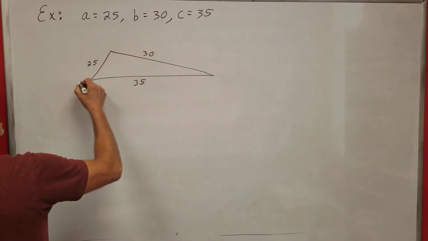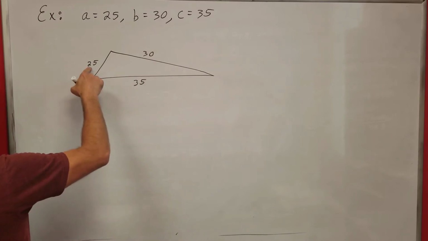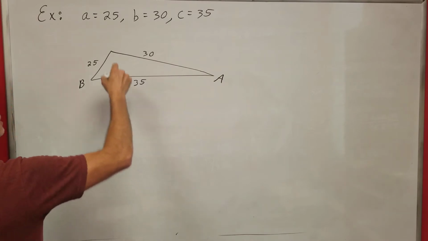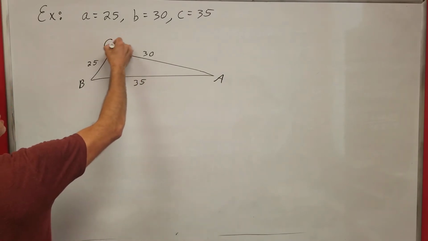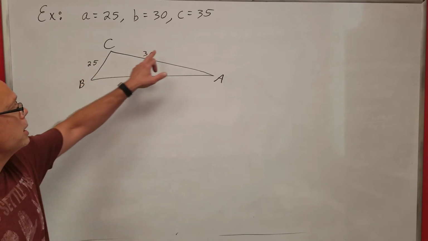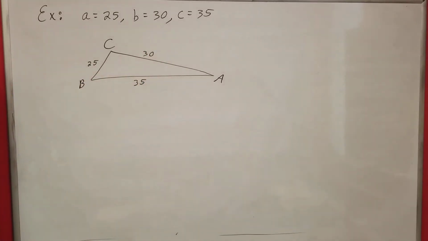So that's side B, so that's angle B there. This is side A, so this is angle A here. That's side C, so this is angle C right here, okay? Now what am I given? I'm given the case side, side, side, right? So I'm going to use the law of cosines.